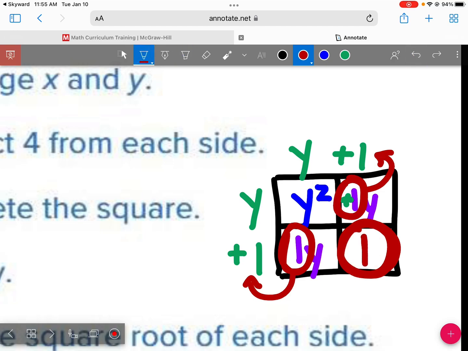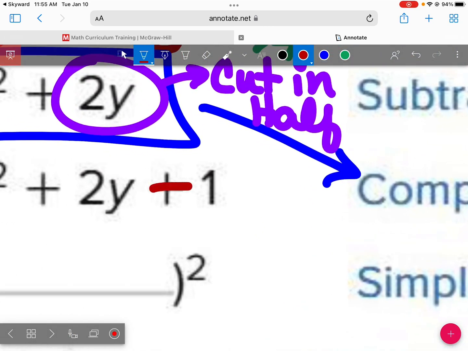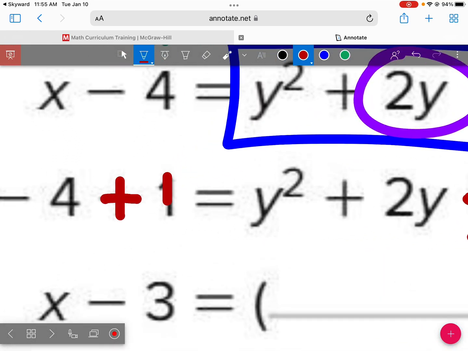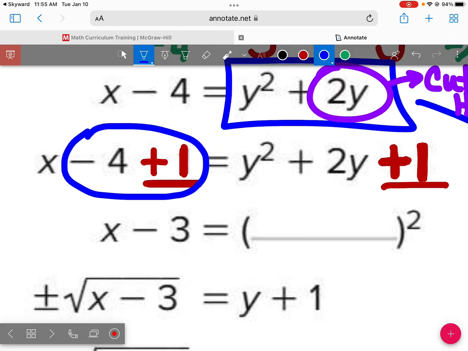If I add that to my box, I have to add that into my equation. So I'm adding a 1 right here. If I do it to one side, what do I have to do? Do it to the other side. So I have to add a 1 on the other side also. What is negative 4 plus 1? Negative 3.